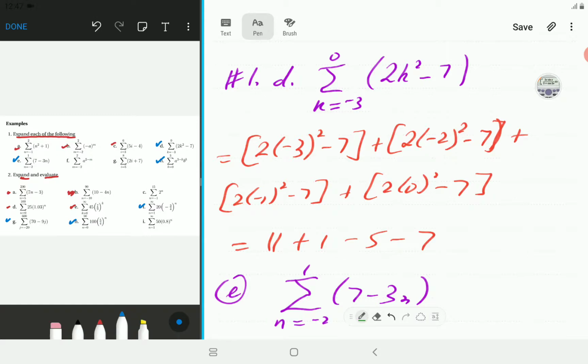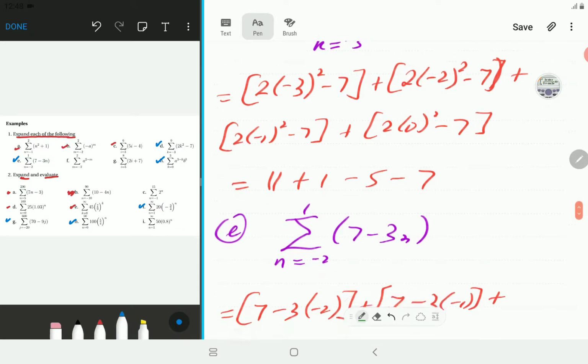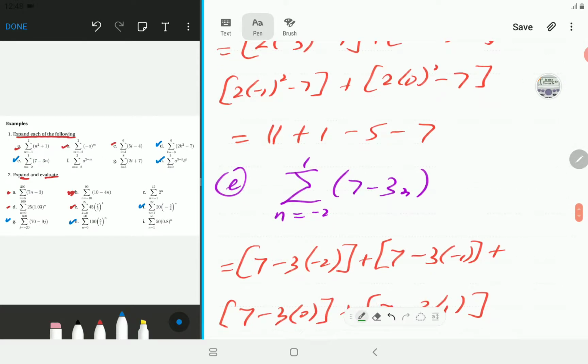So number 1D, we are summing from -3 to 0. Our function is 2k squared minus 7. So if we plug in -3 here, then plus we might plug in -2, then we plug in -1, then the upper limit is 0. We plug in 0, so these add up, work out to 11 plus 1 minus 5 minus 7.